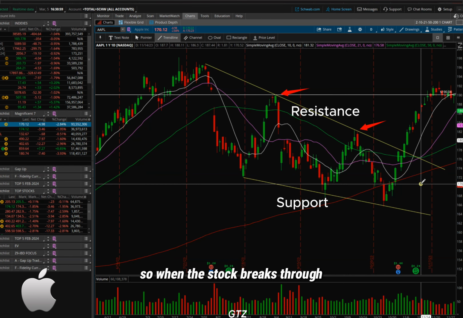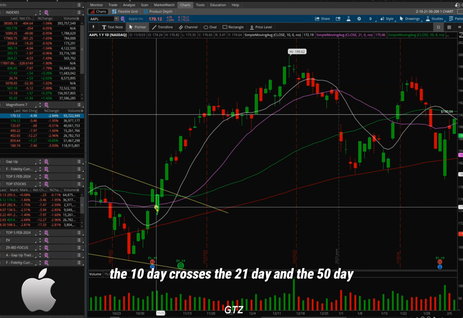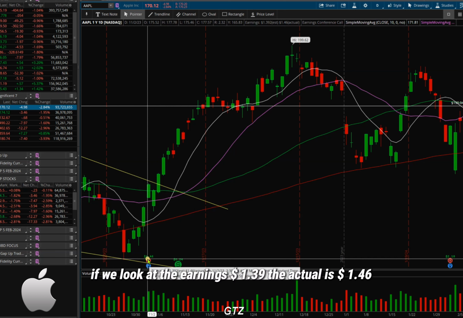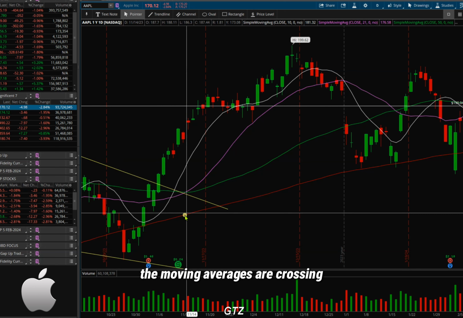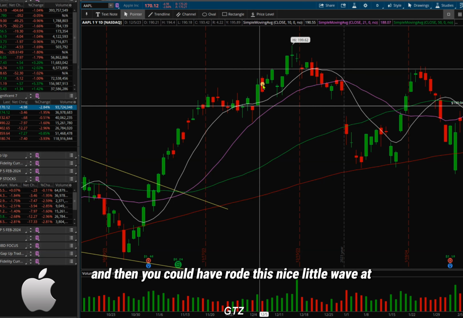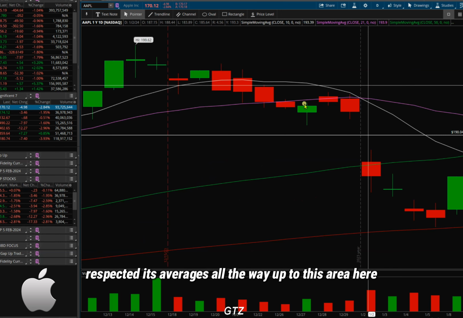So when the stock breaks through, the 10-day crosses the 21-day and the 50-day, and the volume starts to pick up. If we look at the earnings, 139 was the estimate and the actual is 146. There's a catalyst, the volume's picking up, the moving averages are crossing, and then you could have ridden this nice little wave. It respected its averages all the way up to this area here.